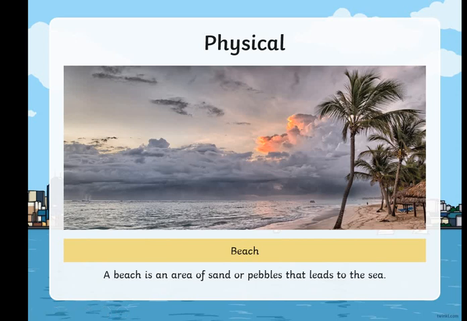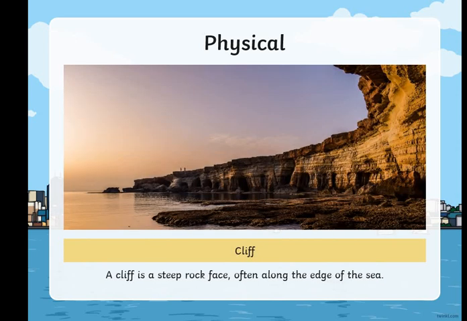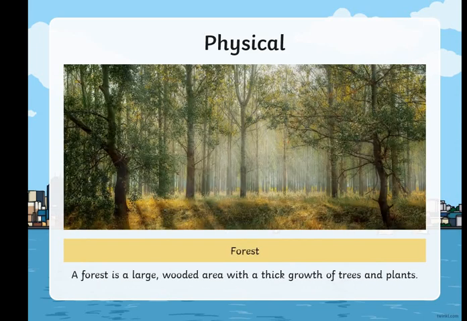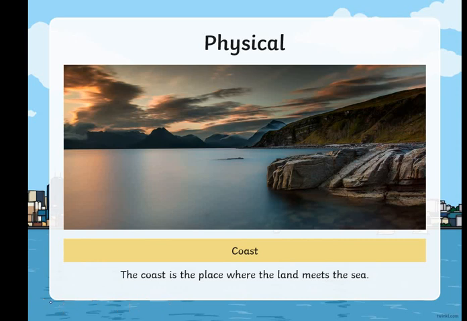Physical. Like a beach. A beach is an area of sand or pebbles that leads to the sea. Also, a cliff is physical. A cliff is a steep rock face, often along the edge of the sea. And there's even a coast. The coast is a place where the land meets the sea.